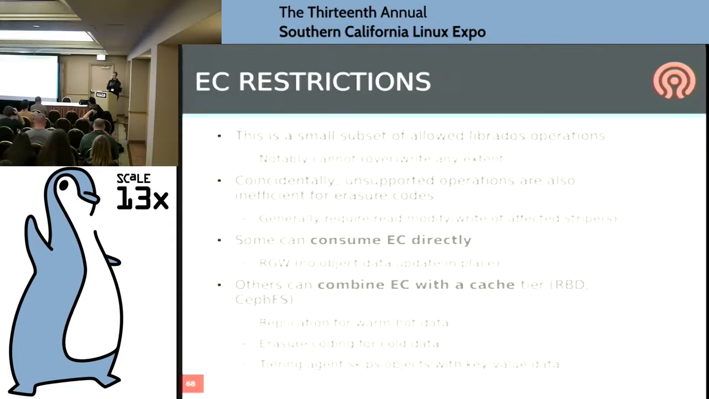And for the things that the erasure coded pool doesn't support, like those small writes, it pulls the object back up to the cache tier. Or if you're storing key value data, for example, you don't push it into that tier because it just doesn't support it efficiently.